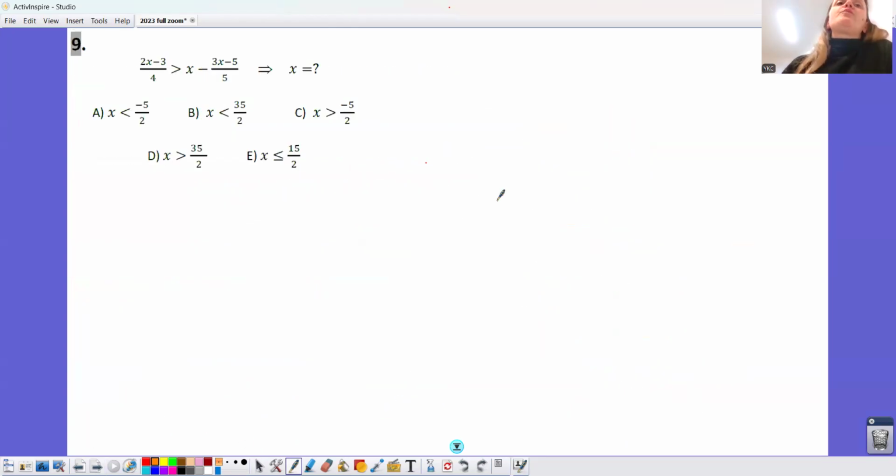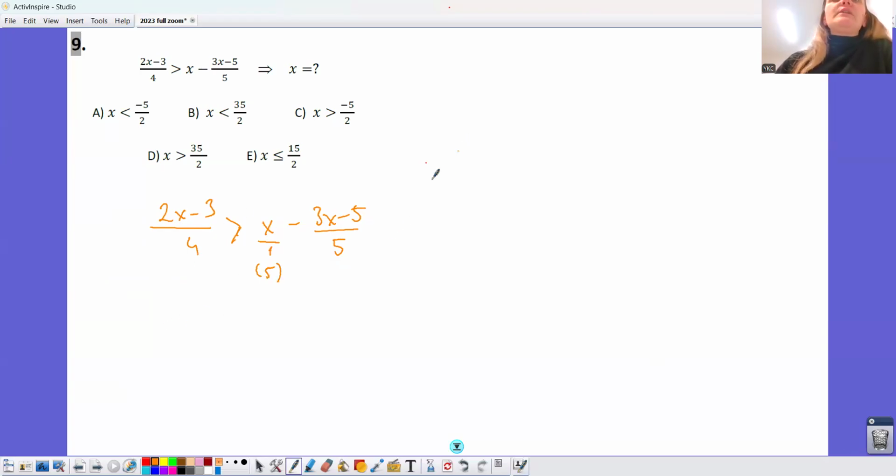Now, let's see the ninth one. The ninth one is an inequality. We have (2x minus 3) over 4 greater than x minus (3x minus 5) over 5. In this type of question, if it was directly two fractions, you would do the cross product or butterfly method, as you call it. But here we have x minus a fraction. So first I need to do this operation here, where I need to make the denominators the same.